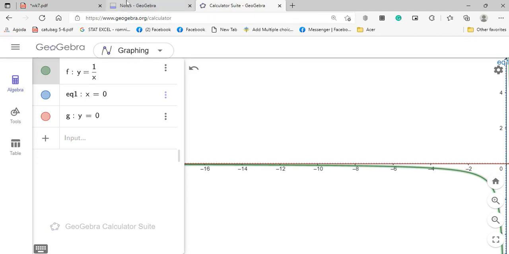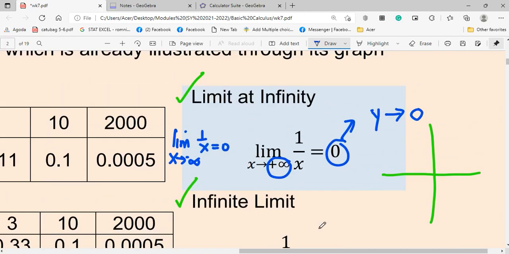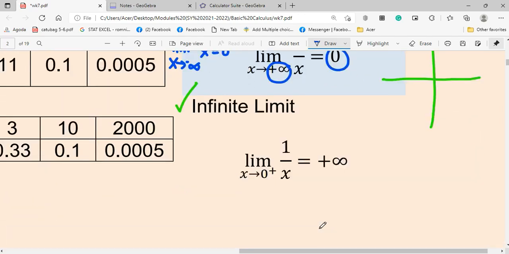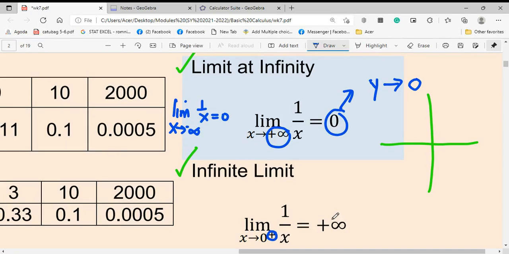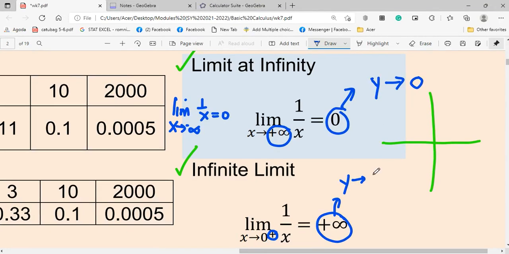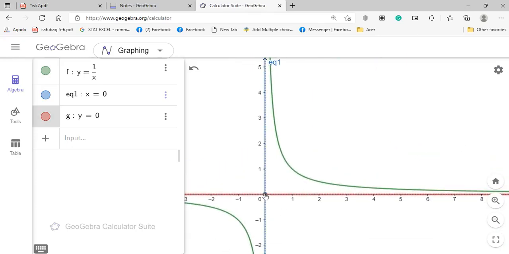Okay? So, what about the infinite limit? So, that's all about limit at infinity. What about infinite limit? Papansinin mo kung paano mag-move. When x gets closer to 0 from the right, what happens to the values of y? Ito naman, ang ibig sabihin, the y values just keep on increasing. Kaya tingnan natin yung graph.